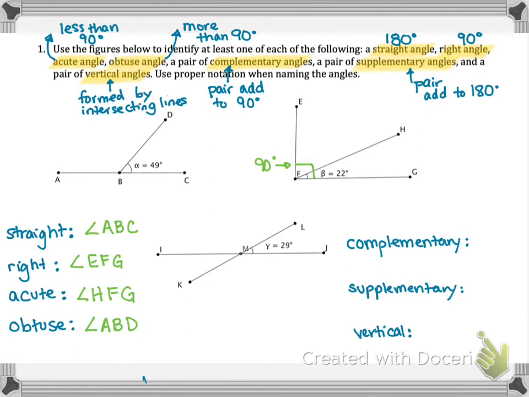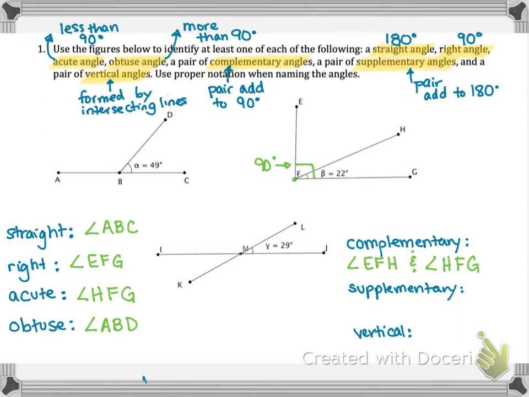So we need to name them separately. So the pair of complementary angles, because together they form a 90-degree angle, would be angle EFH. Notice I'm always naming the vertex in the middle as the middle letter. And the other angle that is complementary to EFH is angle HFG. Okay? Those two are complementary because together they sum to 90 degrees.